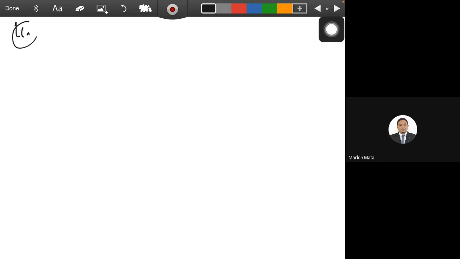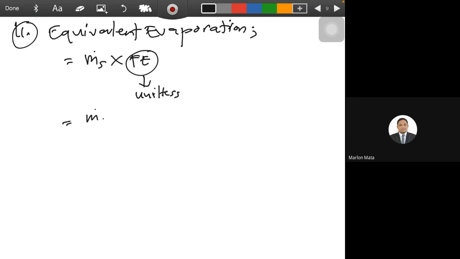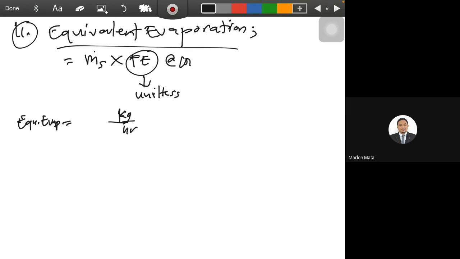Now formula number 11, we have equivalent evaporation. Okay, so equivalent evaporation as a formula is equal to mass of steam times the factor of evaporation. Remember that the factor of evaporation is unitless. Therefore, whatever is the unit of the mass of steam, for example, in kilogram per hour, that will also be the unit of equivalent evaporation. So basically, it's in kilograms per hour. Okay, so remember that this factor of evaporation is only dependent on using the latent heat of water at 100 degrees Celsius, because that is the temperature when water transforms from liquid to vapor.